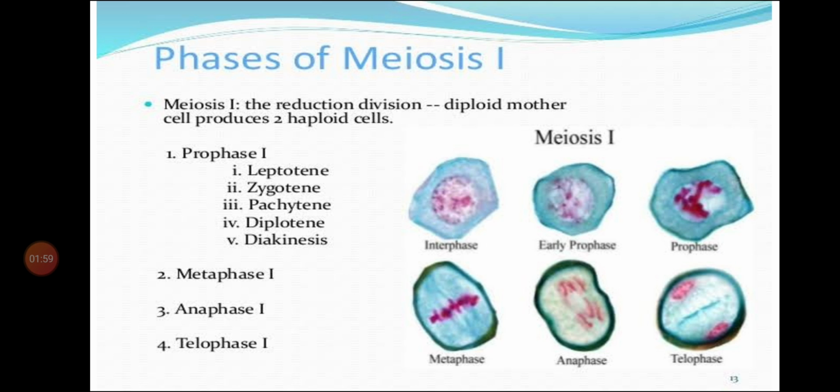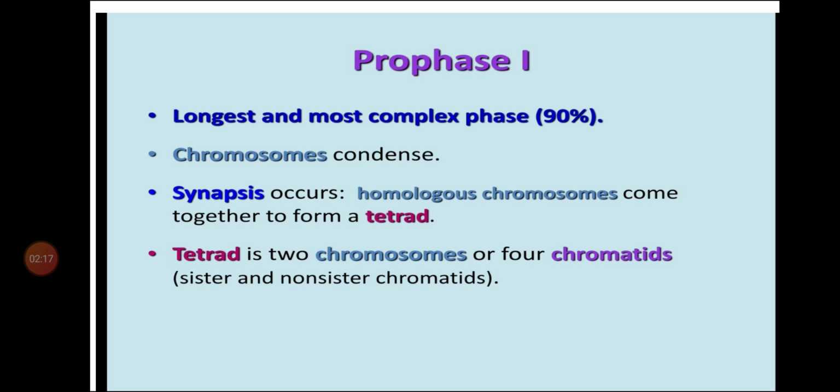Before studying all these substages in detail, we need to study some terms that are going to come in this prophase 1. So let us start with some of the terms that will be involved in prophase 1. Prophase 1 is the longest and most complex phase. That is, 90% of the time the cell is going to remain in prophase 1.